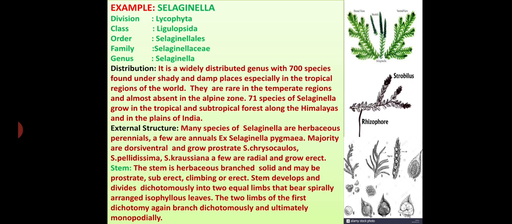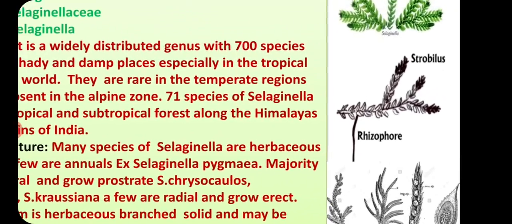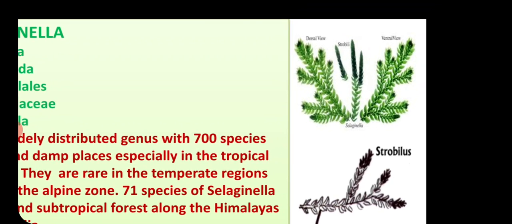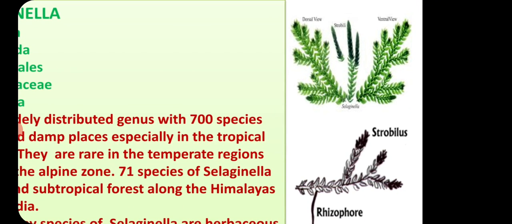Then we discuss the stem. The stem is herbaceous, branched, solid and may be prostrate, sub-erect, climbing or erect. The stem develops and divides dichotomously into two equal limbs that bear spirally arranged isophyllous leaves. The two limbs of the first dichotomy again branch dichotomously and ultimately become monopodial. See friends, this is the external structure of the Selaginella plant.